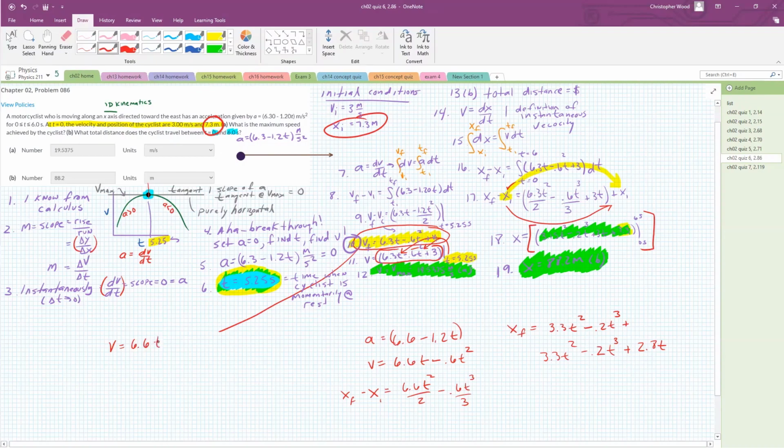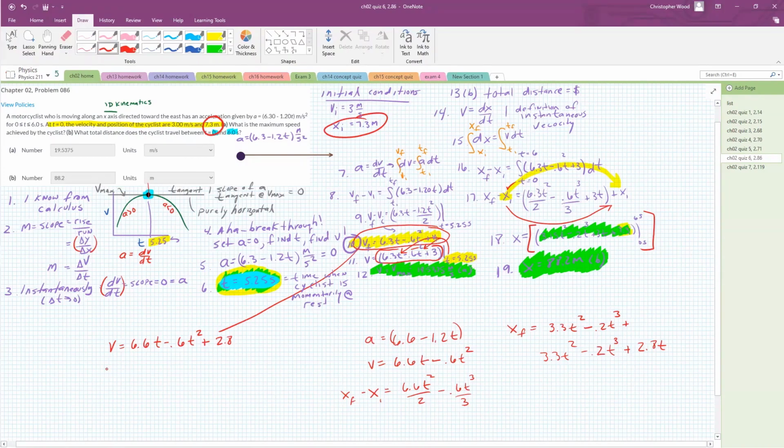6.6 T minus 0.6 T squared plus V initial. So what was your initial velocity? Is that 2.8? Okay, so meters per second? Yeah, 2.8 meters per second. So that's your version of step 10.